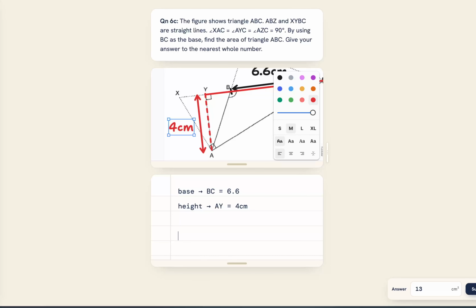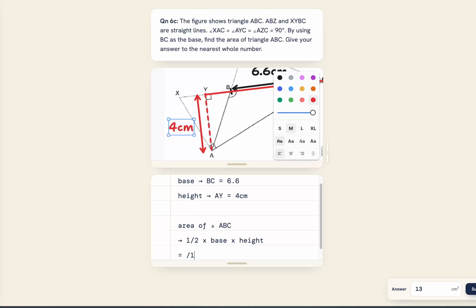So therefore, the area of triangle ABC is equal to half times base times height, which in this case is half times base 6.6 times height 4, and this will give us 13.2 centimeter square, and we round it to the nearest whole number, which is 13 centimeter square. Okay, there you go. So that's the answer, 13 centimeter square.